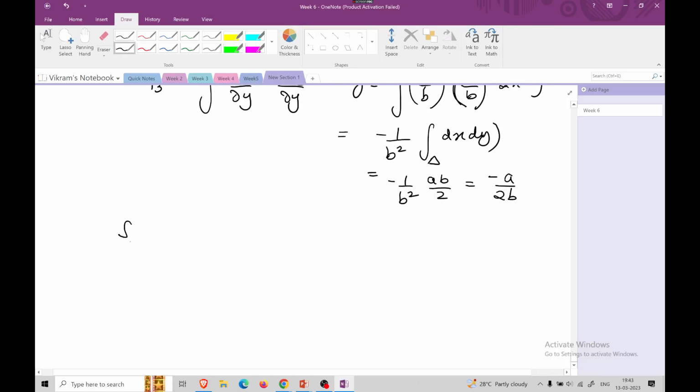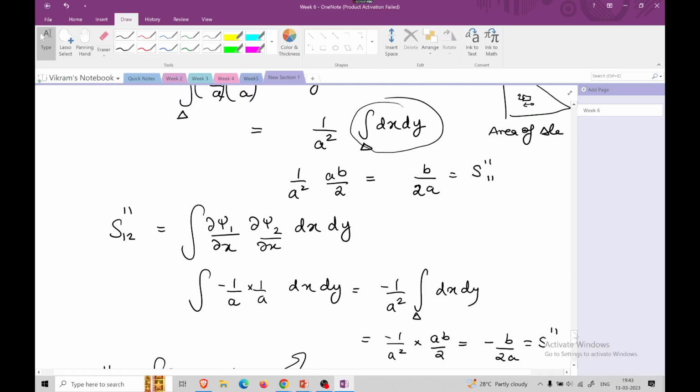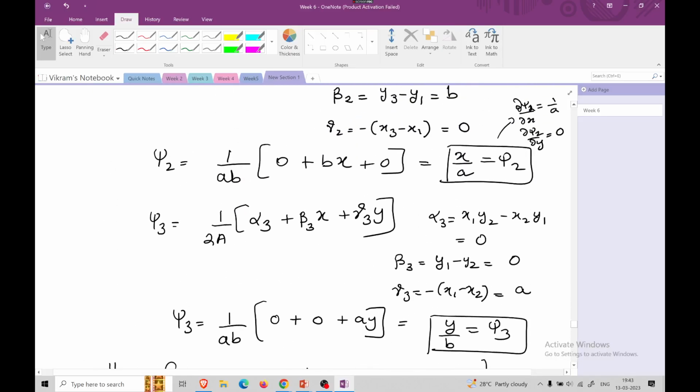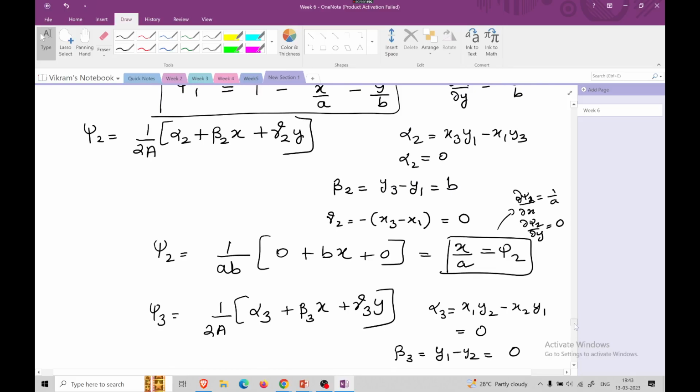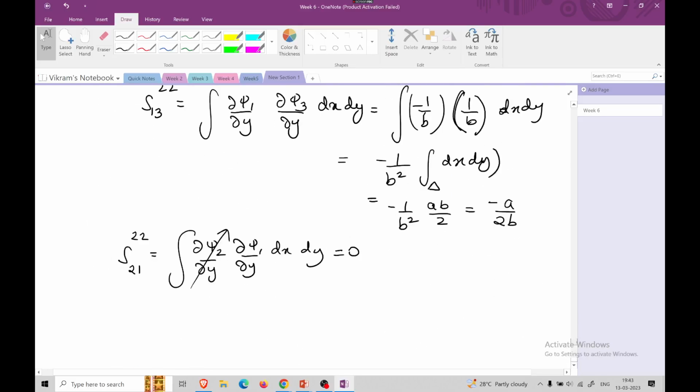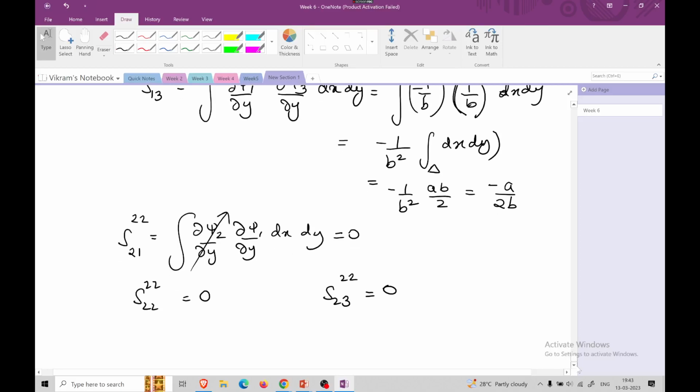And S21 is dou psi 2 by dou y into dou psi 1 by dou y into dx dy. So this will vanish, this is 0, because we already saw that dou psi 2 by dou y is 0, correct? Yeah. So S22 and S23 will also be 0, since they involve dou psi 2 by dou y, which is going to vanish.